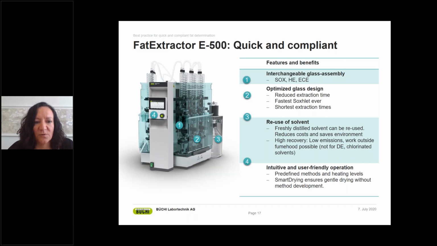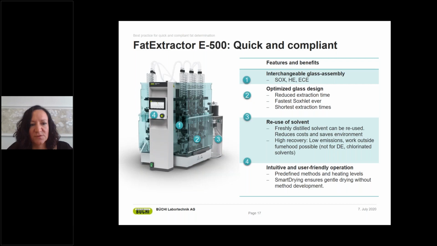The glass design has been optimized in order to really accelerate the extraction processes. 90 minutes for Soxhlet is a lot longer than for hot extraction, but if you compare this process time with traditional Soxhlet process, this is a lot faster. This could be achieved by really optimizing the glass parts, reducing dead volumes, reducing volumes, and optimizing this magnetic valve optical sensor combination.